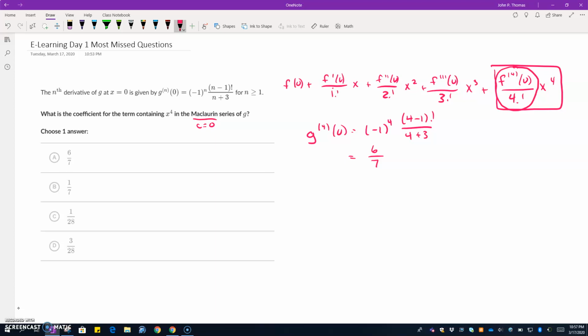Now this is where most people make a mistake, and it leads them to the wrong answer. A lot of students will choose A because they got that the fourth derivative is 6/7. Probably the single most common incorrect answer. So we need to take into account the 4 factorial that's in the bottom of this structure over here.